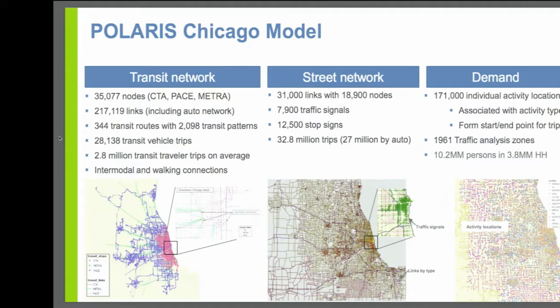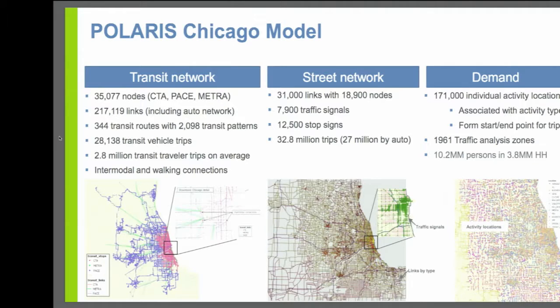So the transit network is fairly large, with three main service providers and about 217,000 links, including some walk links to connect the street to the transit trips. There's also a street network with about 31,000 links, nearly 19,000 nodes, almost 8,000 traffic signals, all of which is simulated on a total of almost 33 million trips by 10 million agents every day we simulate.